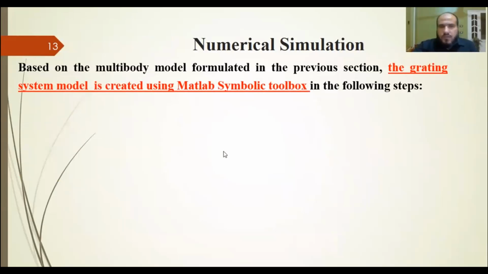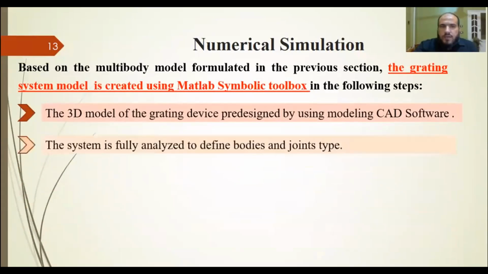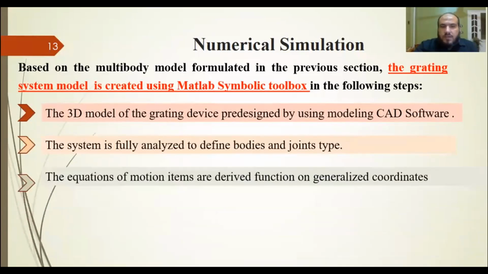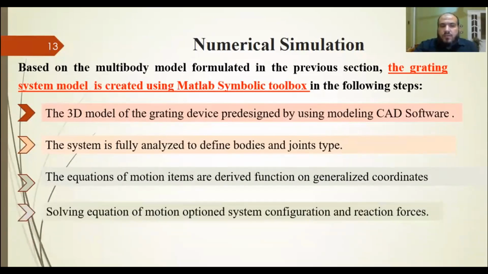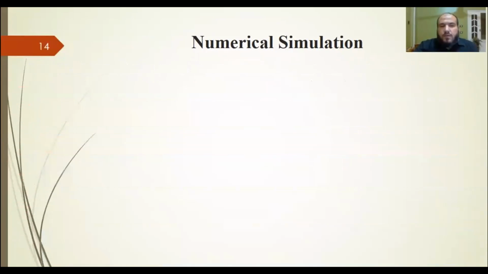Based on the multi-body model formulation in the previous section, the grating system model is created using MATLAB symbolic toolbox in the following steps. At first, we built a 3D model of the grating device in SolidWorks CAD software. Then the system is fully analyzed to define bodies and joint types. The equation of motion items are derived as functions of the generalized coordinates. Solving the equation of motion, we obtain the system configuration and reaction forces. From the dynamic results, the mechanical structure design for the grating device can be optimized.